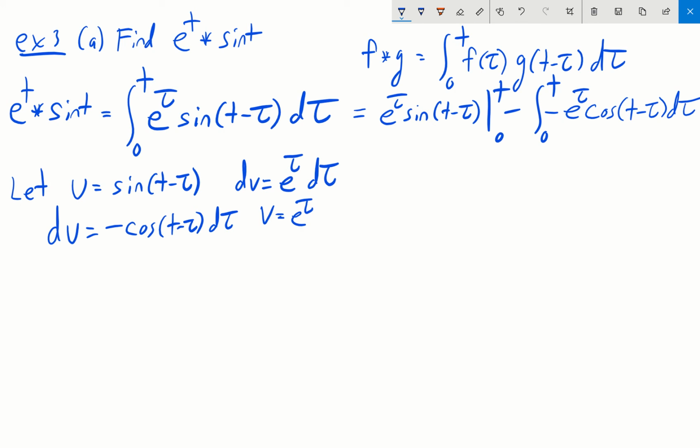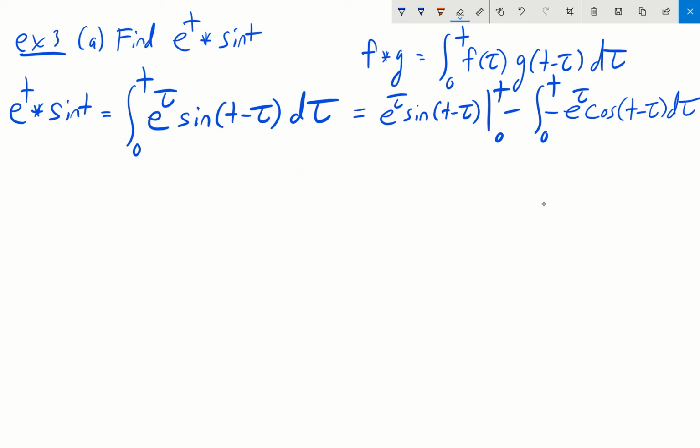So that's our integration by parts. We did it the first time. Let me go ahead and delete this to clear some room. This is equal to, I'm going to evaluate this antiderivative. Everywhere we see tau, I'm going to put t.